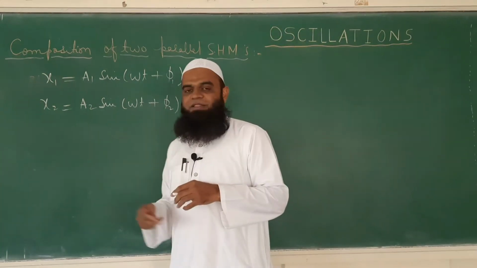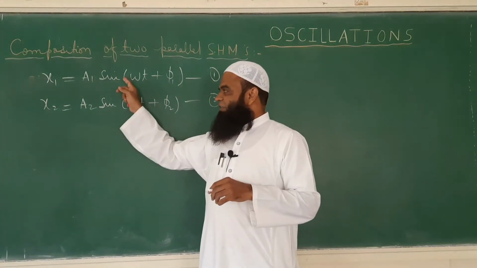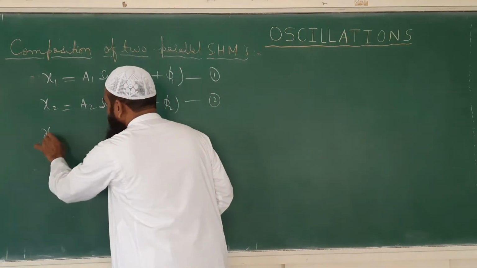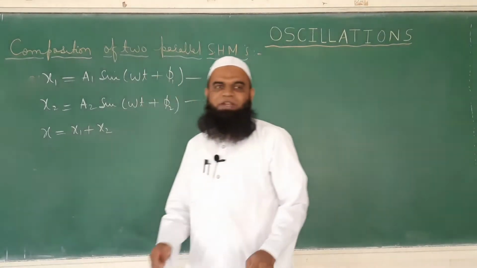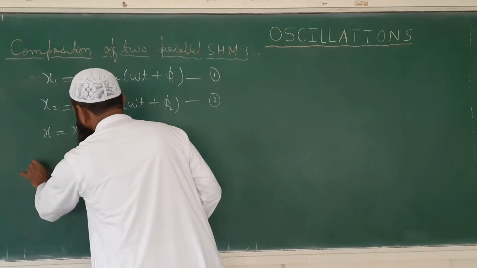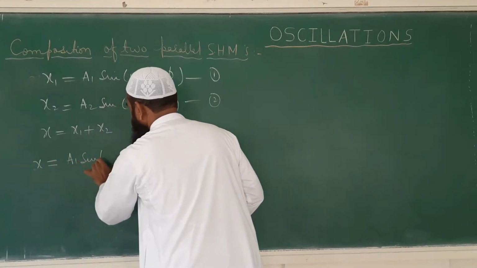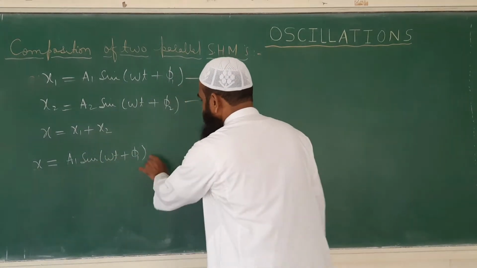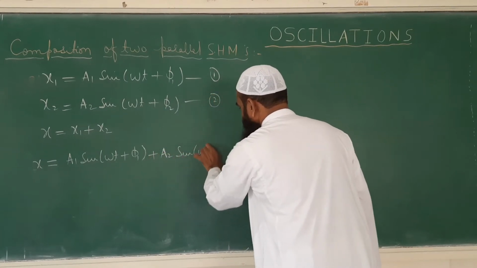So how to find the resultant of it? Its resultant is given by the vector sum of these two displacements. The resultant displacement is x equals x1 plus x2. So here we have to take the vector sum. Now we will substitute the values of x1 and x2. So x equals a1 sin(omega t plus phi 1) plus a2 sin(omega t plus phi 2).